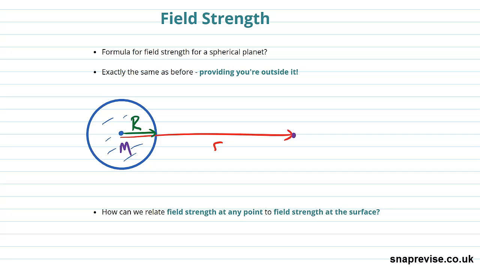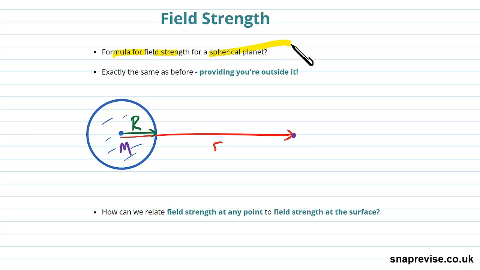So now let's look at field strength. What's the formula for field strength for a spherical planet? Now we're not thinking about the field generated by a point particle, but the field generated by a spherical planet. Again, a lot of these things I've drawn a planet already, even in our previous examples, rather than a point particle, just because it was clearer to see.